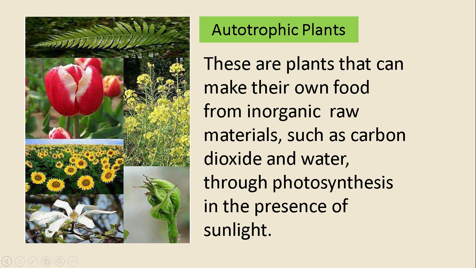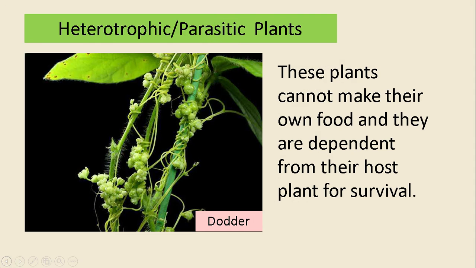Plants can obtain food in two different ways. First, we have the autotrophic plants. These are plants that can make their own food from inorganic raw materials such as carbon dioxide and water through photosynthesis in the presence of sunlight. So the picture shown is an example of autotrophic plants, which are the green plants and the flowering plants.